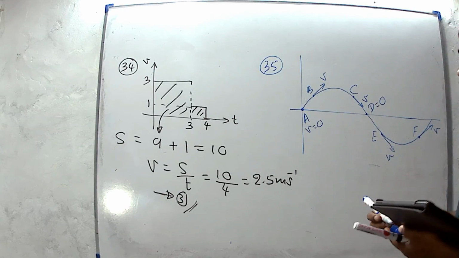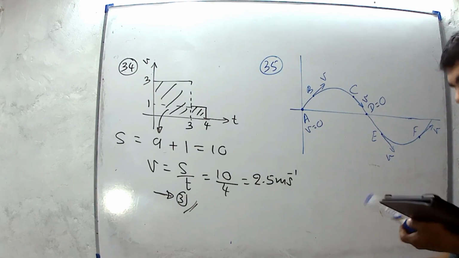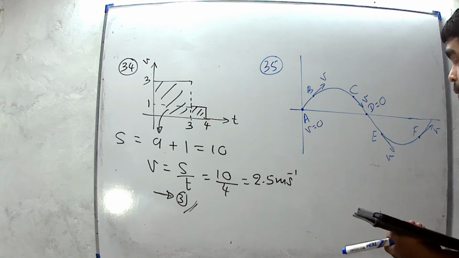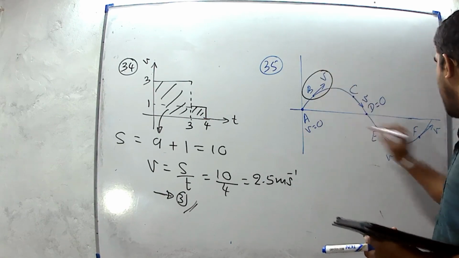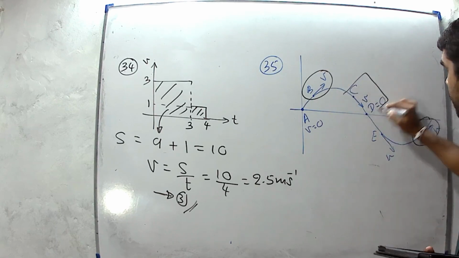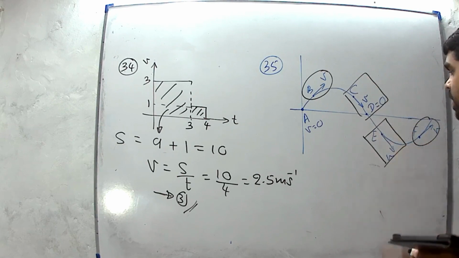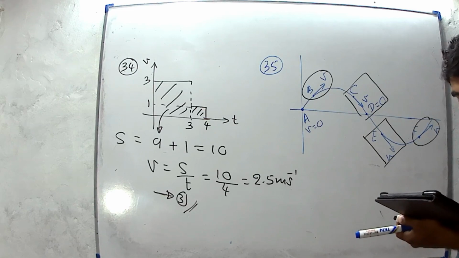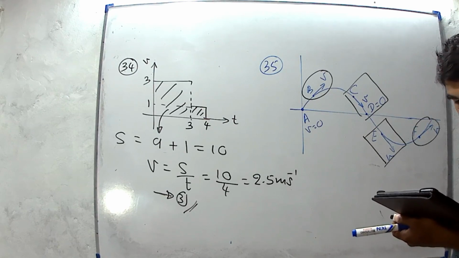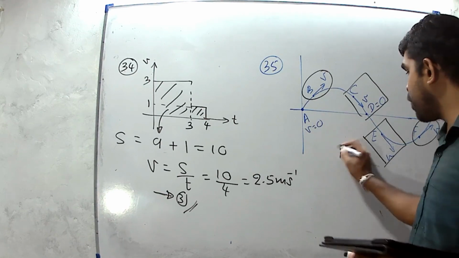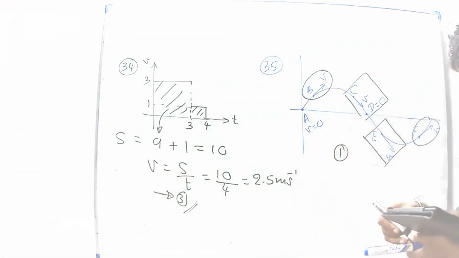Now we can consider C and E, or B and F. B and F have the same velocity, same direction, same magnitude. Or C and E with the same velocity. But in the answers, they have given B and F only. Then the answer is 1 for question number 35.